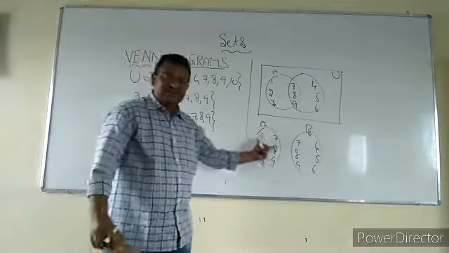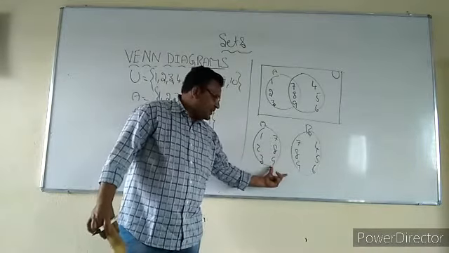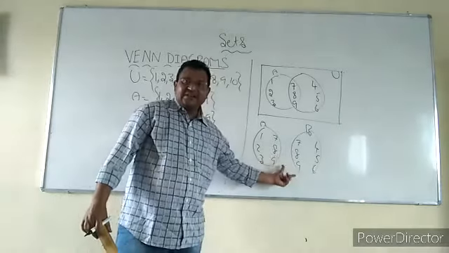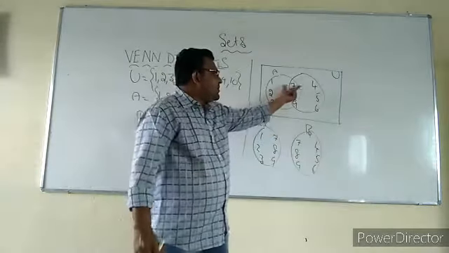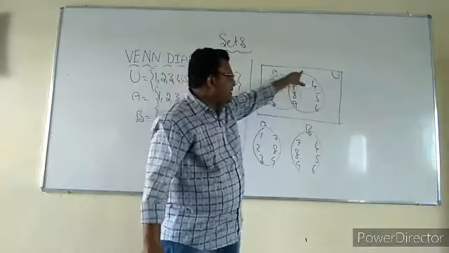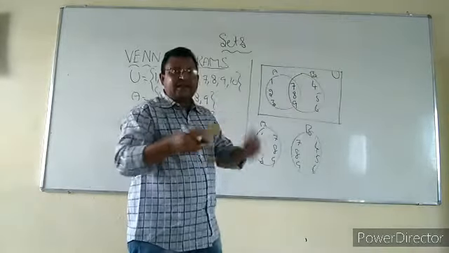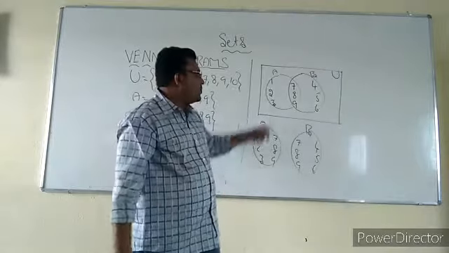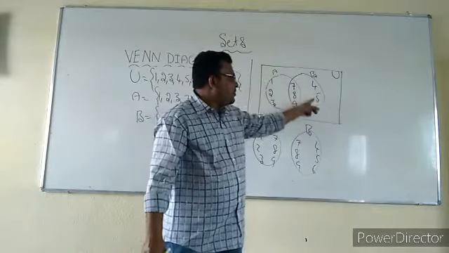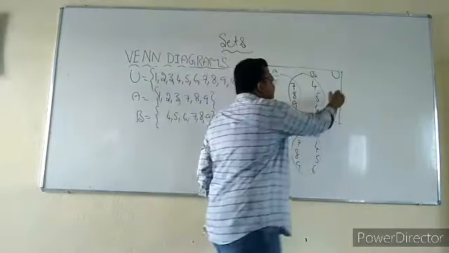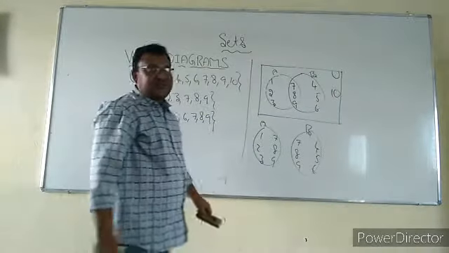What I did here, first I drew them separately. Observe here, 7, 8, 9 is common in both. So that common part I have drawn as overlap. This one I am naming as B. And the remaining elements in U, what are those? 1, 2, 3, 4, 5, 6, 7, 8, 9 taken. And one more left, that is outside, I am writing.